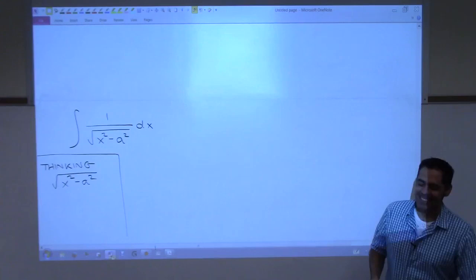So here I am thinking again. I think I'll think right here. What am I thinking? I'm thinking that this looks a whole lot like square root x squared minus a squared. Well, it is exact.